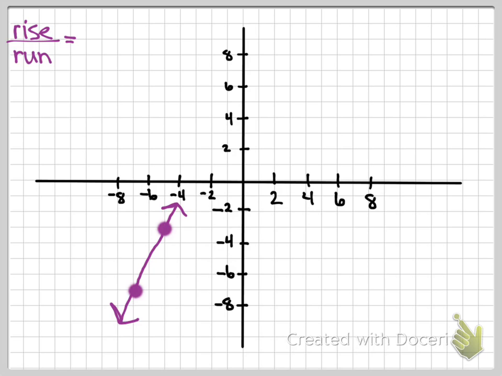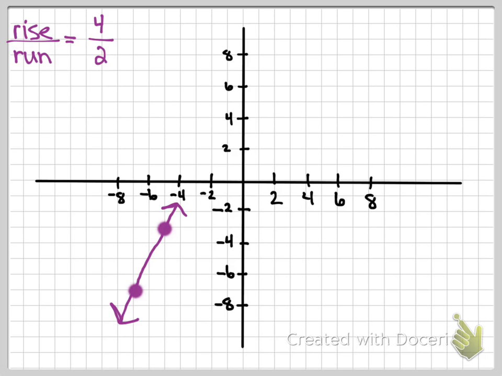What's my y value for this one? -3. All right, so I'm going up, so it's positive, and I went from a -7 to a -3, so what's my rise? How many did I go up? 4. So my rise is 4. And how many did I go over from my first point to my second point? I went from a -7 to a -5. So how many did I go over? 2. 4 over 2.